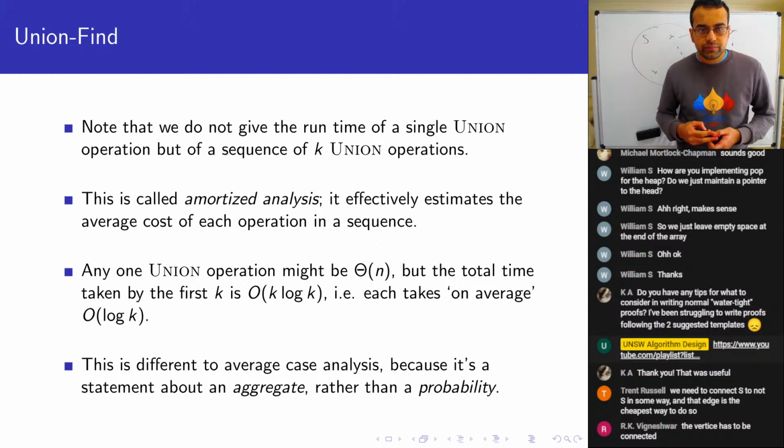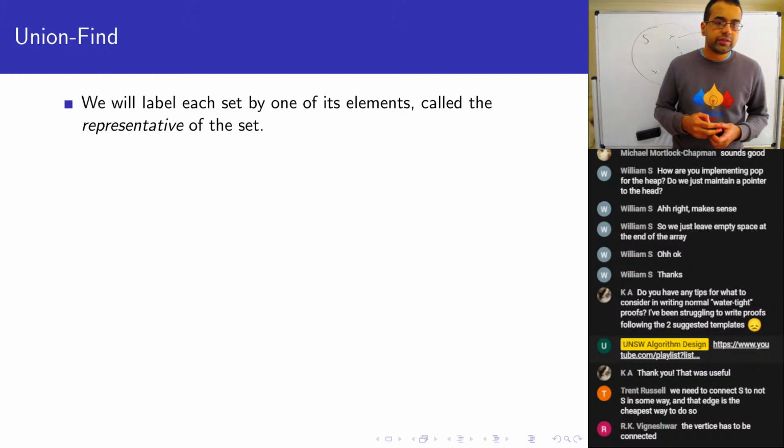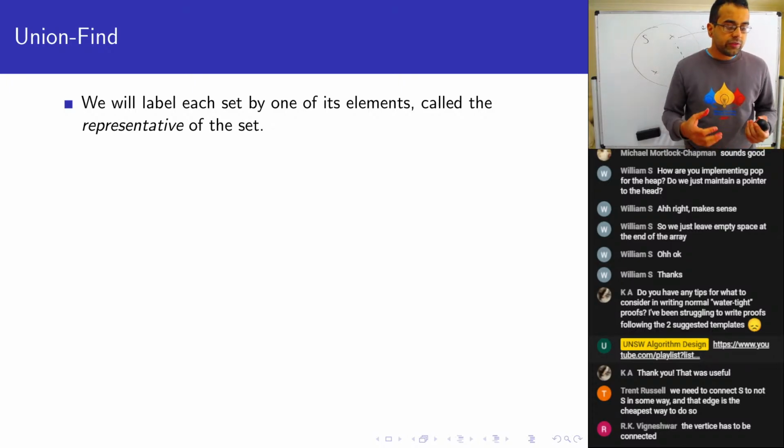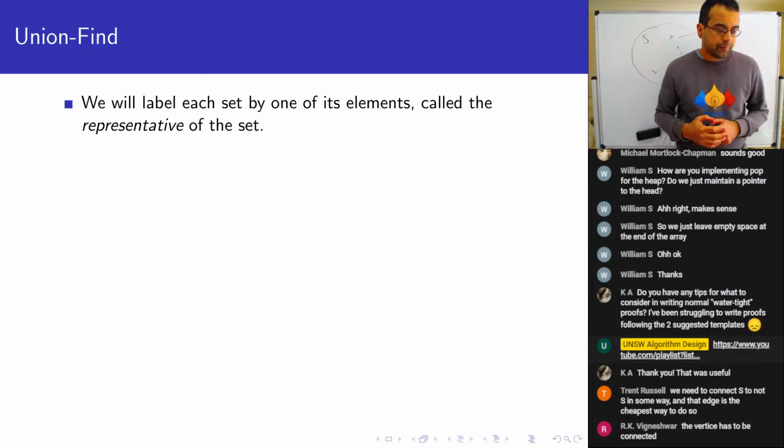Okay. So let's talk about how this union find data structure actually works. What we're going to do is, for every set, I talked about it having a label. The label is just going to be one of the elements of the set. I'll call this the representative of the set. So every set has a captain, so to speak.